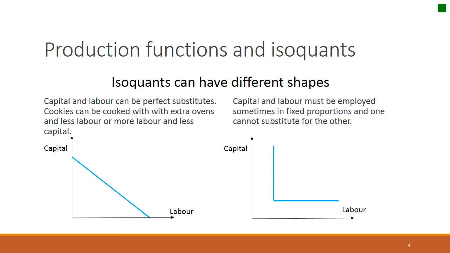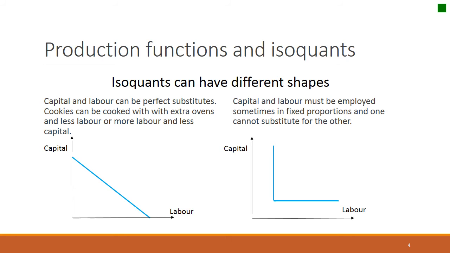So I have 2 different scenarios coming up here. The first one is where capital and labor can be perfect substitutes, not imperfect. So cookies can be cooked with extra ovens and less labor, or more labor and less capital. And even we can have a situation where we use only capital or only labor. And we show this, I'm wondering if you can actually guess before I demonstrate, before I show it. I'll give you a few seconds to think about it.